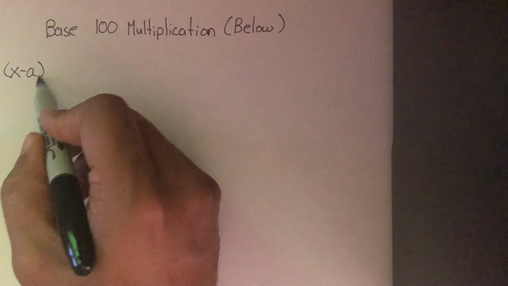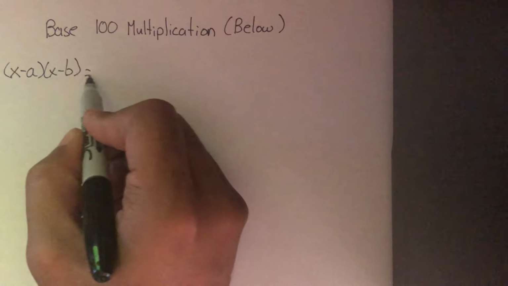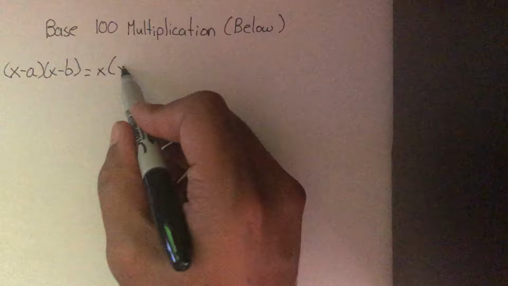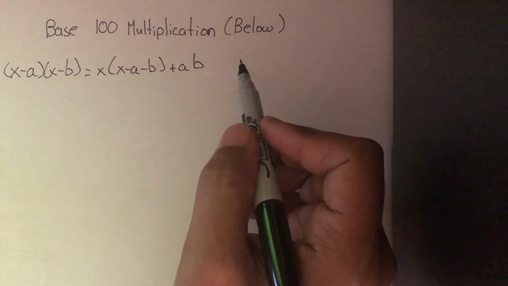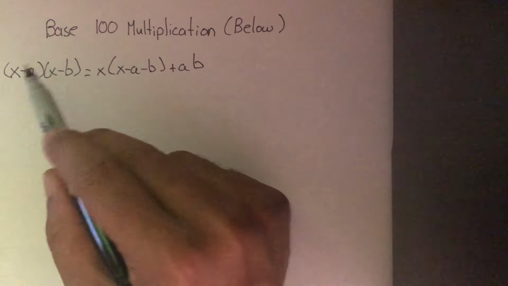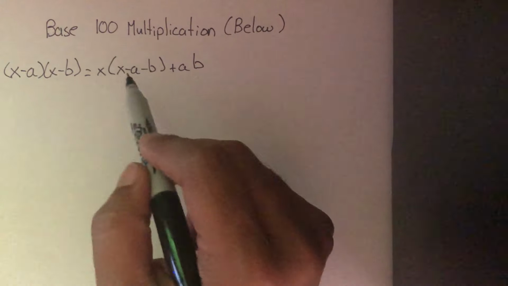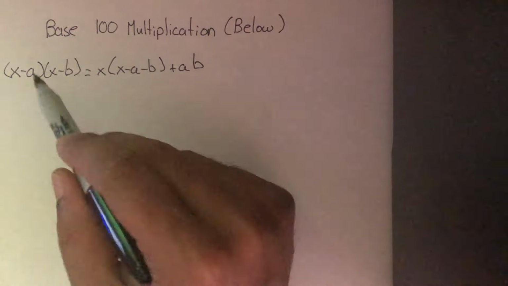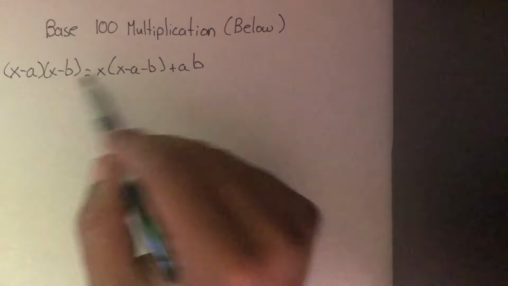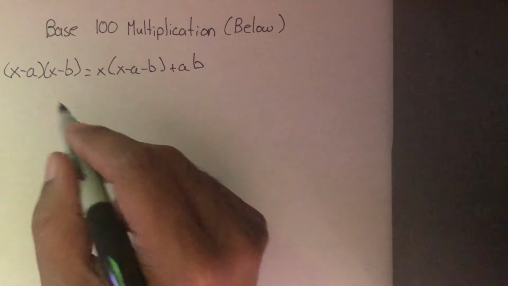X minus A times X minus B equals X minus A minus B plus AB. Now, it may seem complicated, but if you know how to multiply binomials out, and you know how to use the distributive property, you will get equivalent expressions once you combine like terms and do some work on both sides. So let's see how that comes into play here.